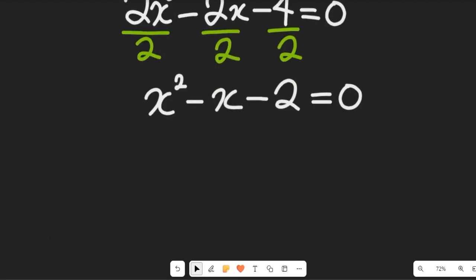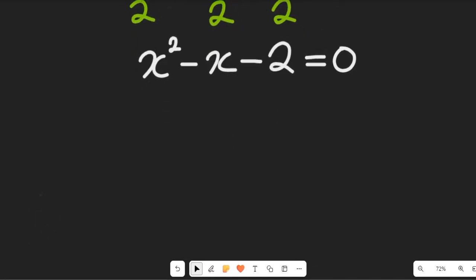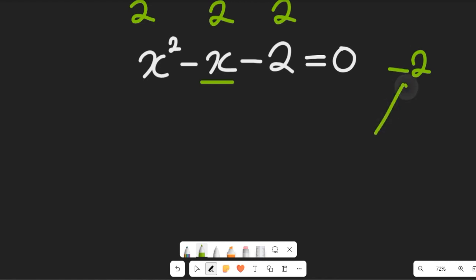Now recall or note that this is a quadratic expression. So we need to solve this expression. Now we have this to become negative 1, right? So we're going to look for two things we are going to multiply that will give us minus 2, and when we add, it's going to give us negative 1. What are those two expressions? We have 2 and what?